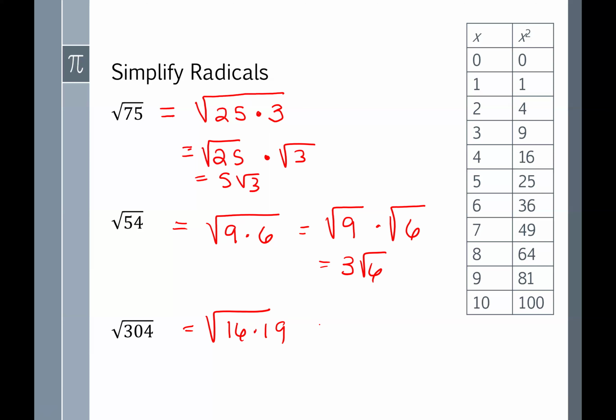So is that the square root of 16 times the square root of 19? And the square root of 16 is what, 4? So that's how our homework will want to be answered.